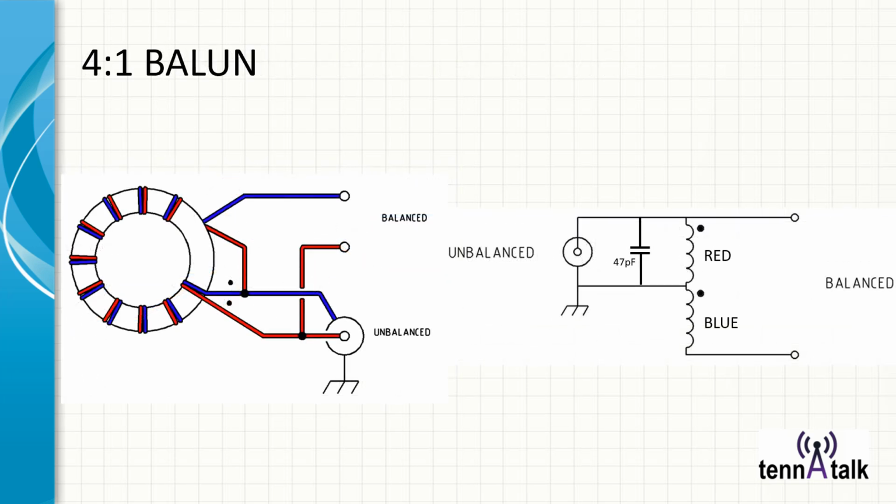Now a 4-to-1 balun is wound differently. It's bifilar, and notice that we've stacked the coils by connecting the dotted end of the blue to the undotted end of the red, which is where we feed our input across the red and take the output across the undotted part of the blue to the dotted part of the red.